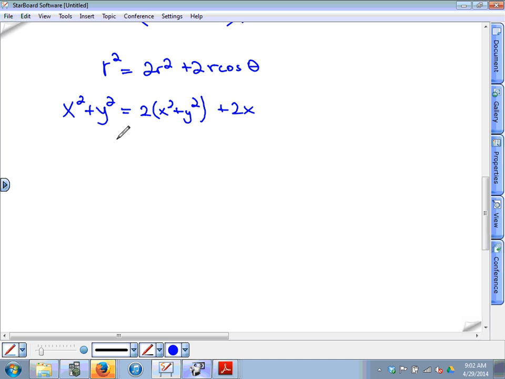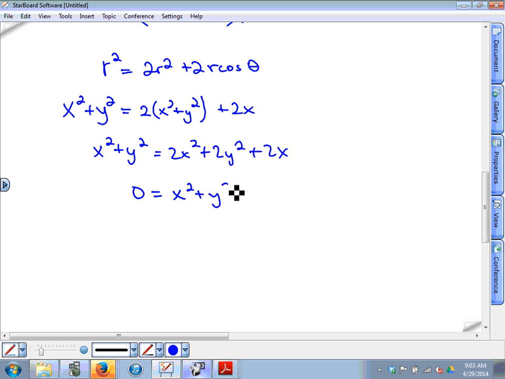So let's see what we have now. We have x squared plus y squared equals 2x squared plus 2y squared plus 2x. Now what were you saying, Brady? Get everything on one side. So what would you do? How would you do that? Like subtract x squared, y squared from the outside. Okay. So we're going to have 0 equals x squared plus y squared plus 2x.